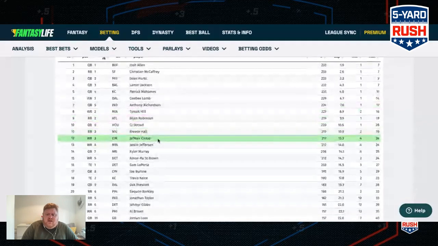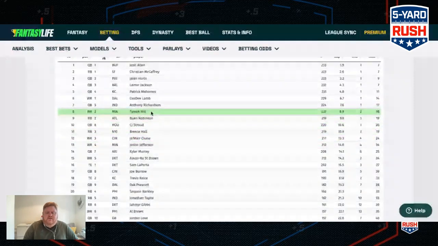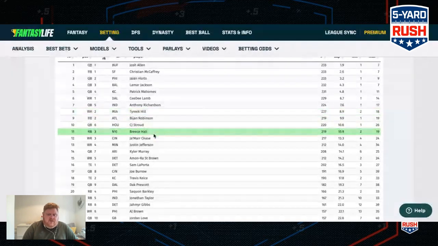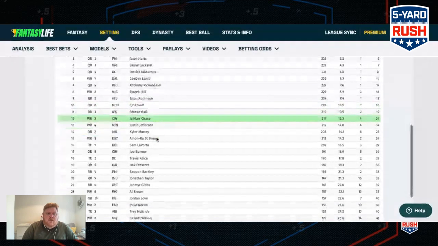So I'm not going to spend too much time here. We can see that all these players, with the exception of Tyreek, have not gone 101. The highest he's gone is 102. Breece Hall, the highest he's gone is 102, and Chase, the highest he's gone is 104. So that's the first round.